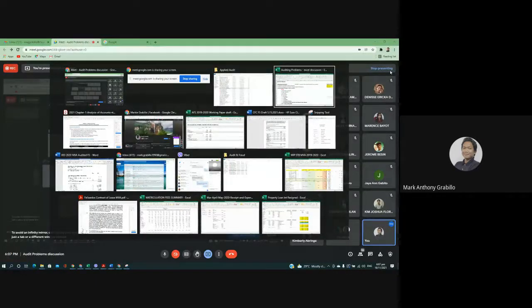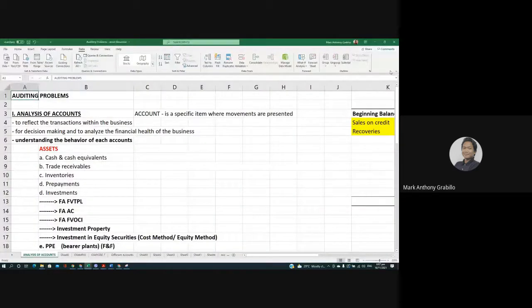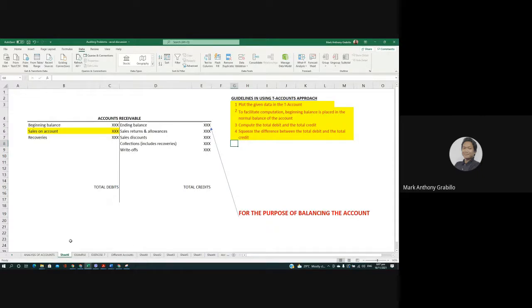The last time, the previous meetings that we have under auditing problems, pinag-aralan natin yung analysis of accounts. Nagbigay tayo ng example, paano ba yung movement, what are the guidelines in properly using the T-accounts approach, how to create financial statements using the T-accounts approach.